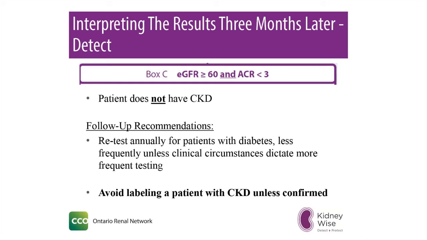This answer is also somewhat arbitrary. If you look at the KDIGO guidelines, they give very detailed information on when to follow up a patient who is at high risk for chronic kidney disease. The Ontario Renal Network wanted to simplify this for primary care providers, given how busy your schedules are, and we have decided the following. For patients with diabetes, you should retest them for chronic kidney disease at least annually. For all other patients, repeating the test for CKD can occur less frequently unless clinical scenarios dictate more frequent testing. Although this is not clear-cut, we leave the decision up to you depending on the relationship you have with your patient. Again, I want to emphasize that you want to avoid labeling a patient with chronic kidney disease unless you confirm that result 3 months after the original abnormal test.